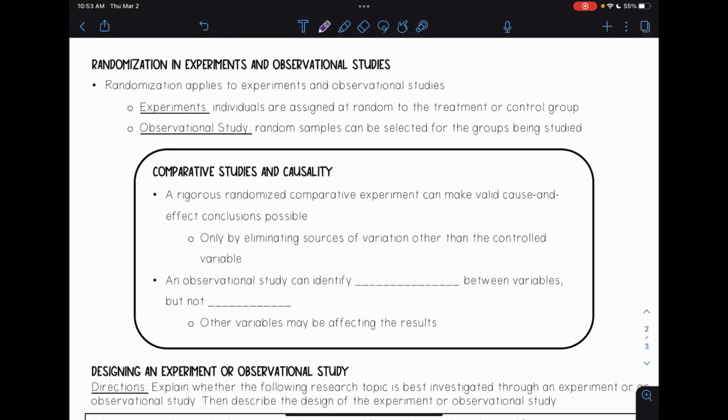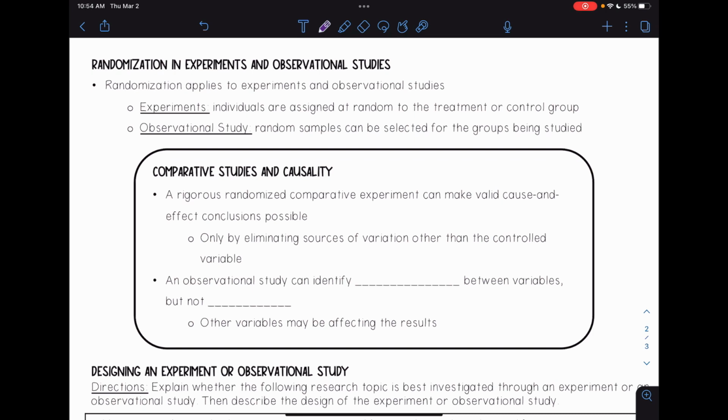In this video, we're going to be talking about randomization in experiments and observational studies. So randomization applies to both experiments and observational studies. It's very important for both. For experiments, that randomization we see is that individuals are assigned at random to the treatment or control group. That's how we can have that randomization that can lead to a non-biased conclusion.